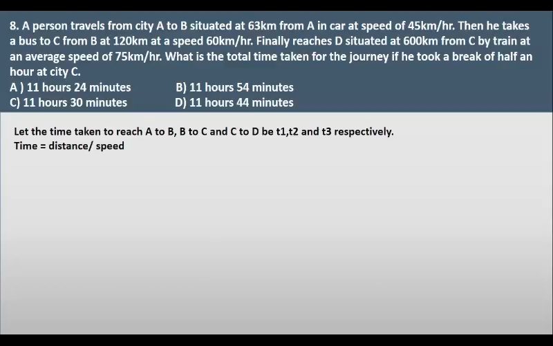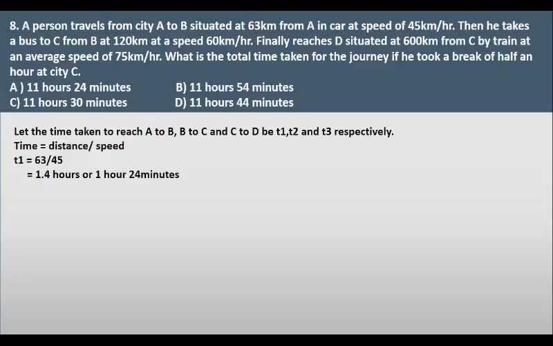We know that time is equal to distance by speed. So in the first step, let us calculate the time taken to reach B from A. We know that the time from A to B is T1. We know that the distance is 63 kilometers and the speed is 45 kilometers per hour. So T1 would be equal to 63 by 45, which is equal to 1.4 hours. 0.4 hours can be converted to minutes by multiplying 0.4 into 60. So 0.4 into 60 is 24 minutes. So T1 is equal to 1 hour 24 minutes.